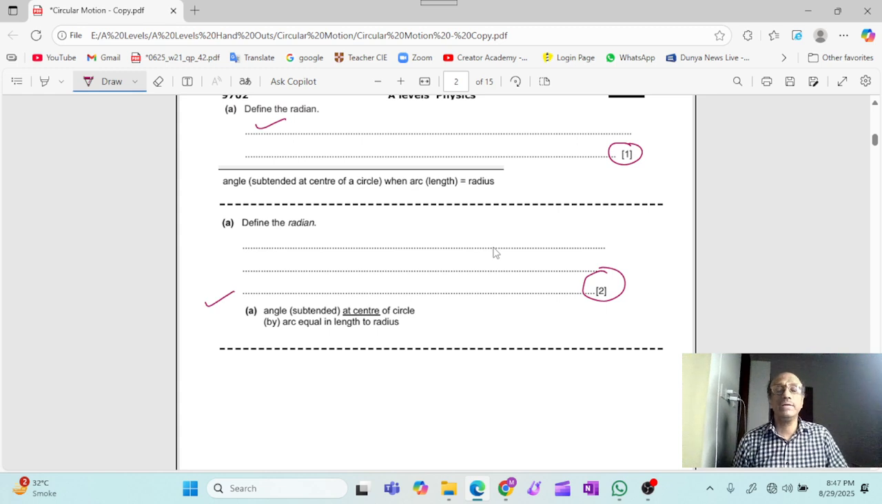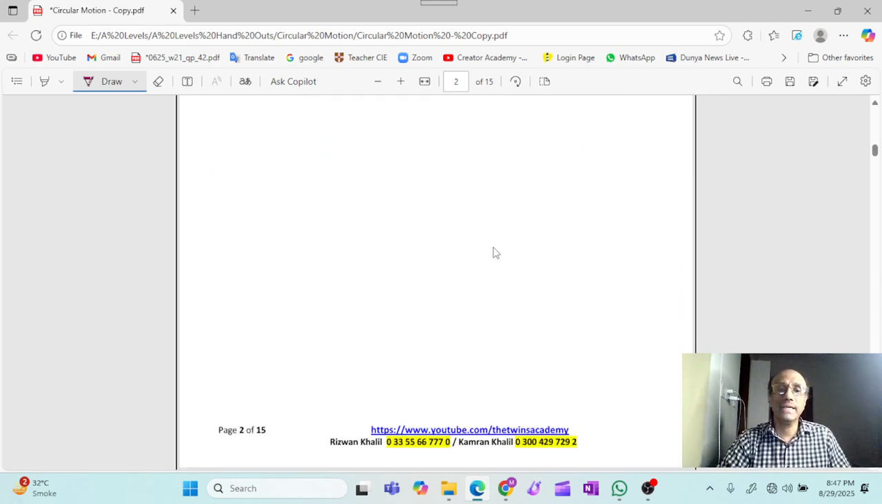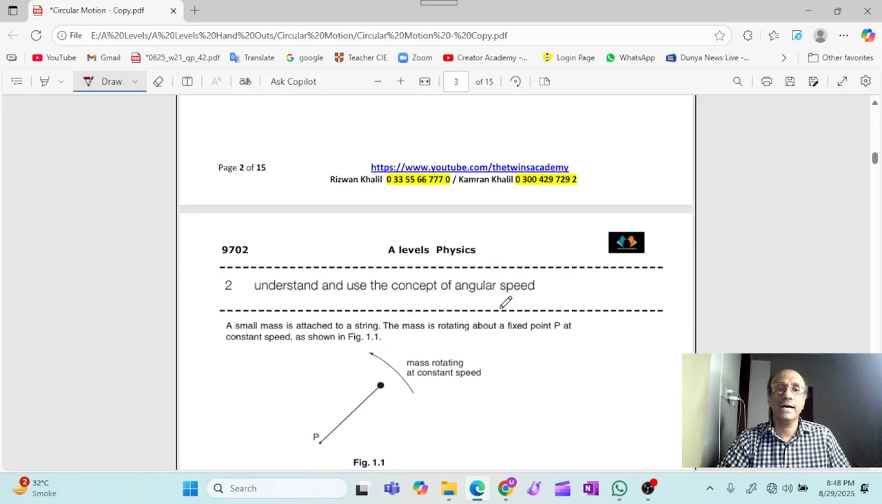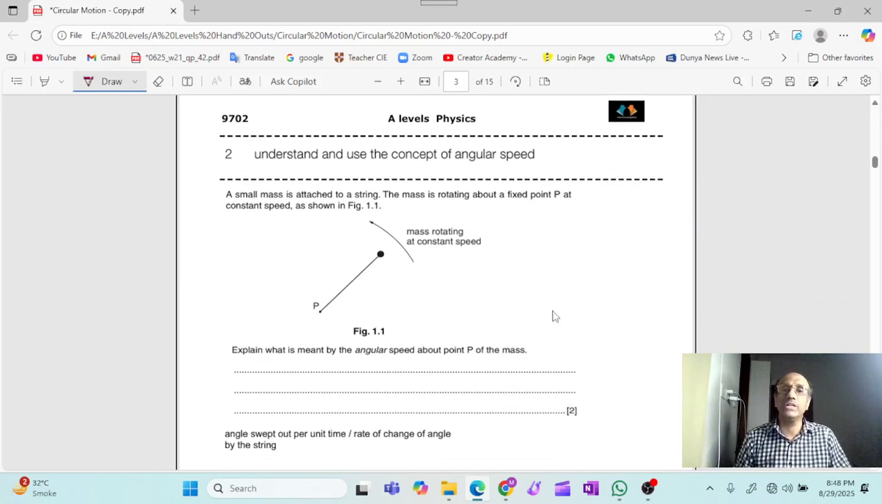So the same definition which I have explained to you: the angle subtended at the center of the circle by an arc which is equal to the length of the radius. If you write down the complete definition, then you will get 2 out of 2. After that, we will move towards understanding and using the concept of angular speed.